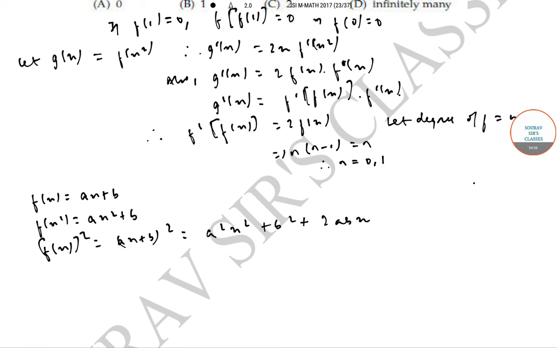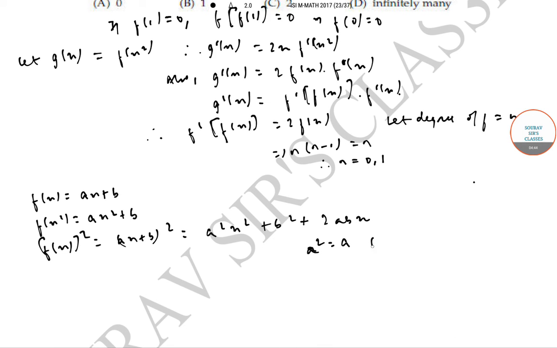So using the above relations, that is above functions, we get a squared is equal to a, b squared is equal to b, and ab to be equal to 0. So now f(f(x)) is equal to f(ax plus b) is equal to a into (ax plus b) plus b, that is equal to a squared x plus ab plus b.